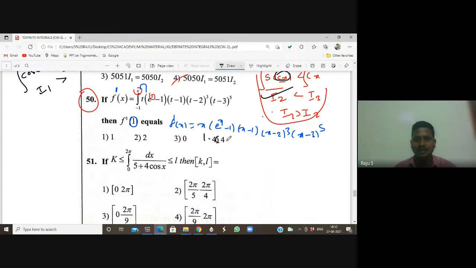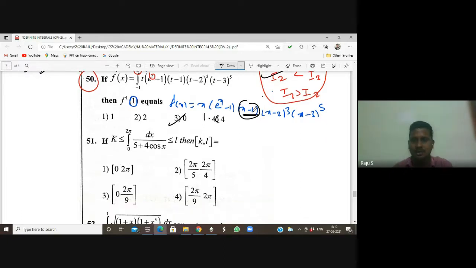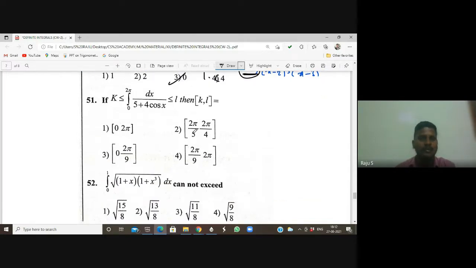1 into, yeah, 1 minus 1. What is the value of 1 minus 1? 0. The answer is 0. If you don't have x minus 1, it may not be 0, but x minus 1 is there. 1 minus 1 is 0. Clear? Right.